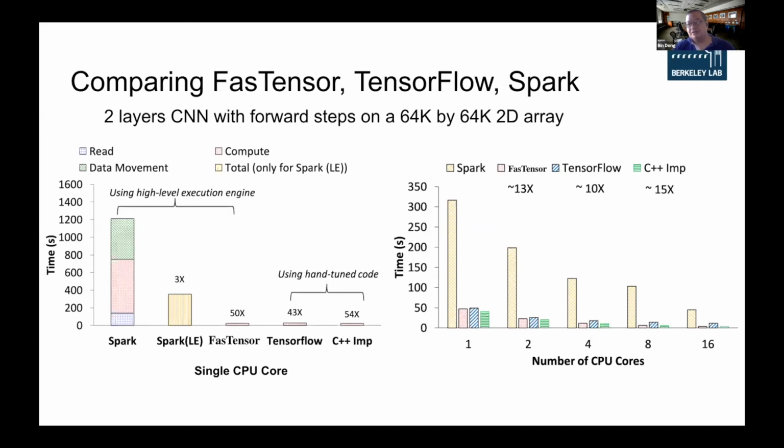Also, FasTensor has a convolution implementation, which is a publicly available hand-tuned code. I run this two-layer convolutional neural network on a single node with multiple cores. In either case, FasTensor is much faster than Spark. It has comparable performance to the C++ implementation, but surprisingly, we found that FasTensor is still much faster than the hand-tuned implementation in this test case.